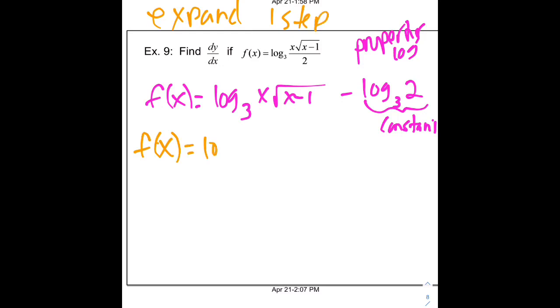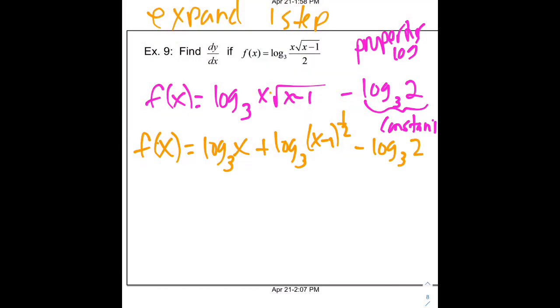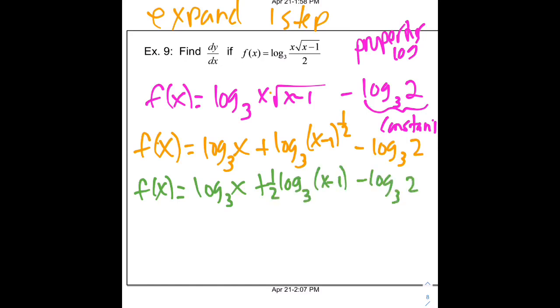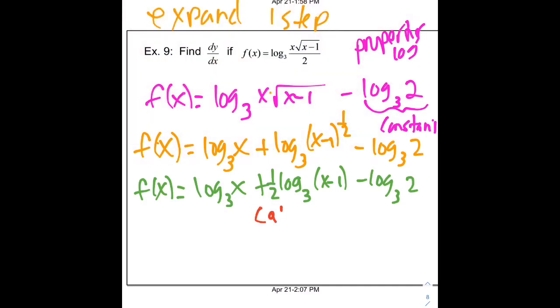All right, so I've log base 3 of x, and since this is a product, I'm going to add log base 3 of x minus 1 to the 1/2. I'm going to get that out of there, and it's still minus log base 3 of 2. And then my final expand step is f of x is equal to log base 3 of x plus 1/2 log base 3 of x minus 1 minus log base 3 of 2. So now I am ready to proceed with my calculus step.